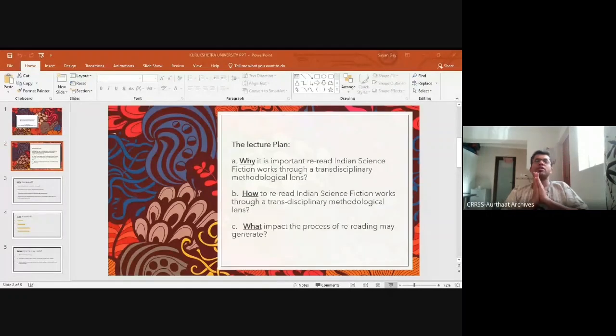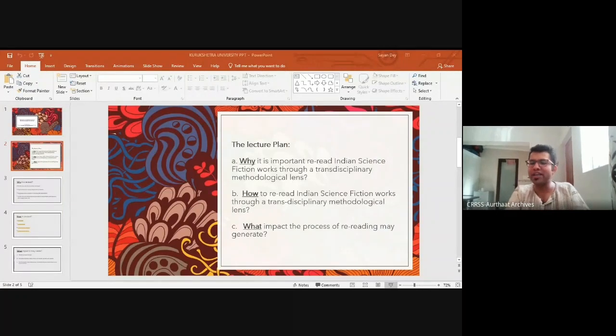Now, the first is positionality. And I believe this particular method of reading and interpreting applies to any kind of work that we engage with, as it does with Indian science fiction.